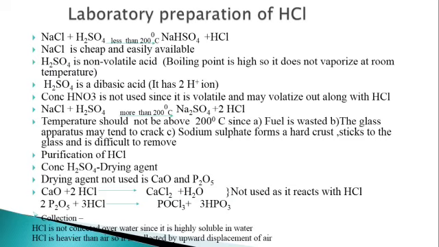Now purification of HCl. Concentrated sulfuric acid is used as drying agent. Calcium oxide and phosphorus pentaoxide are not used as drying agents because they react with HCl. As you can see in the reaction, calcium oxide reacts with HCl to form calcium chloride and water. Phosphorus pentaoxide reacts with HCl to form POCl3 and HPO3.